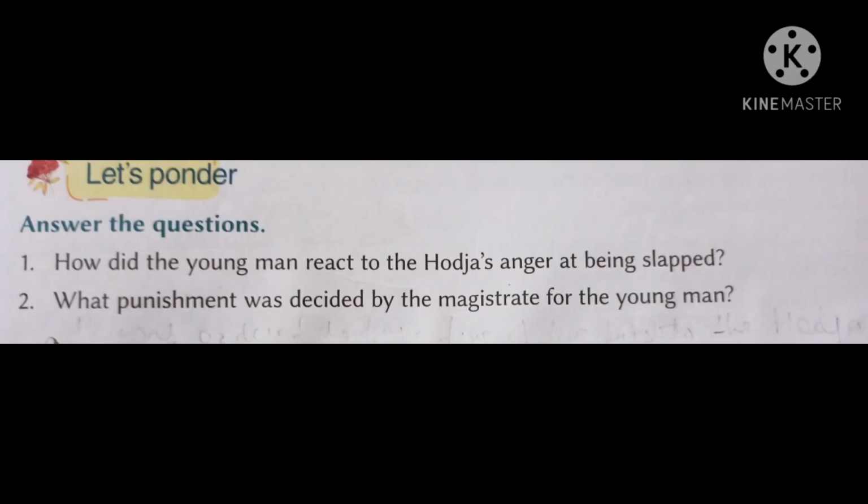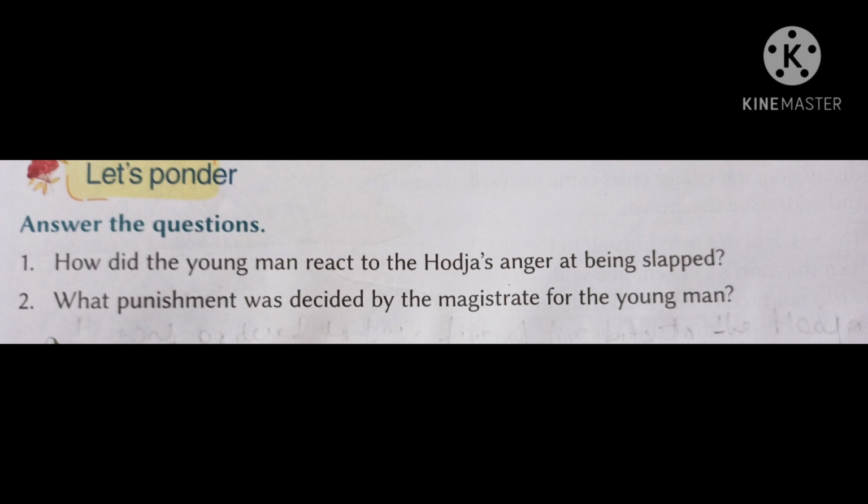So students, that was our story, and now let's discuss the question answers given at the end of the story. Let's ponder on page number 101. Alright, so the first question is, how did the young man react to the Hoja's anger at being slapped? The young man apologized quickly and said that he mistook the Hoja for a very good friend of his. Mistakenly, right? He further added arrogantly that the Hoja was making a mountain out of a molehill.